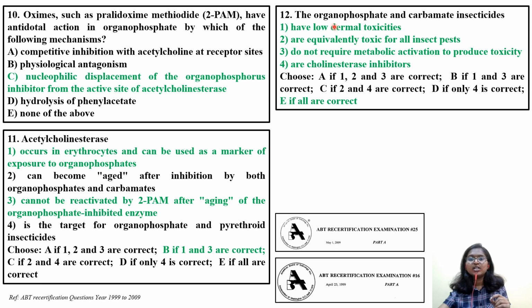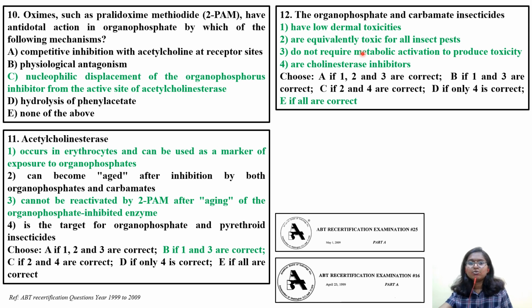Next question we'll see the organophosphates and carbamate insecticides. In this case all are correct, have low dermal toxicity, because again you have to understand the nature or the chemical structure, as well as you see the route of exposure. So through dermal route, these chemicals the exposure is very less, so have low dermal toxicity.